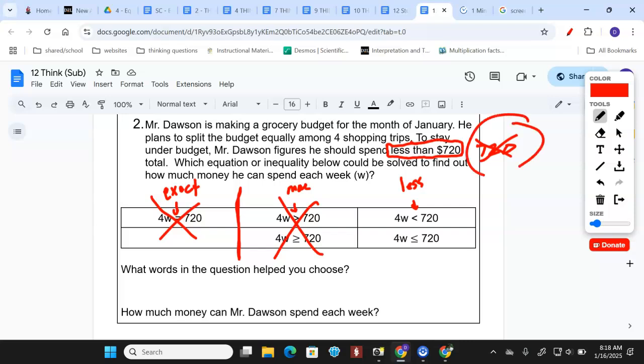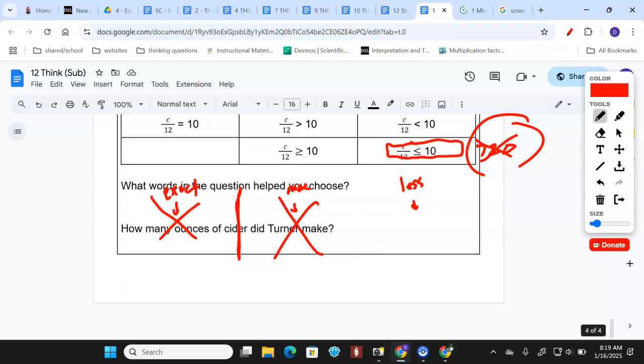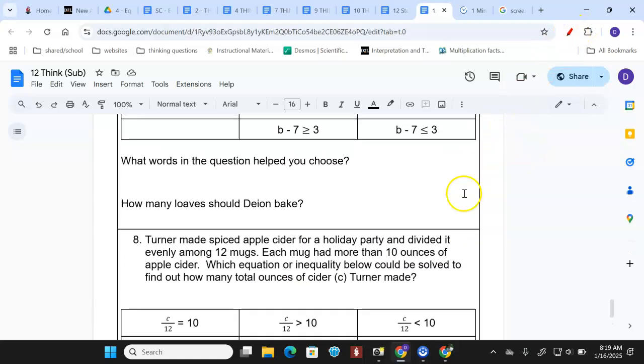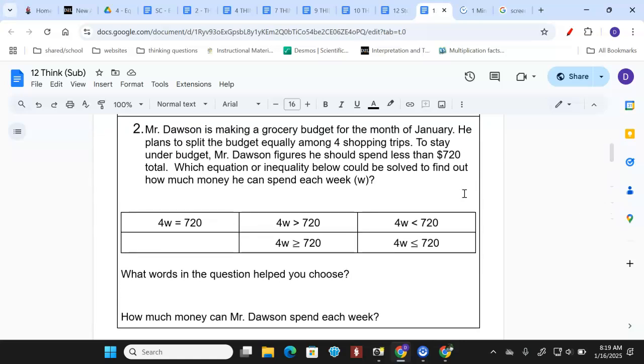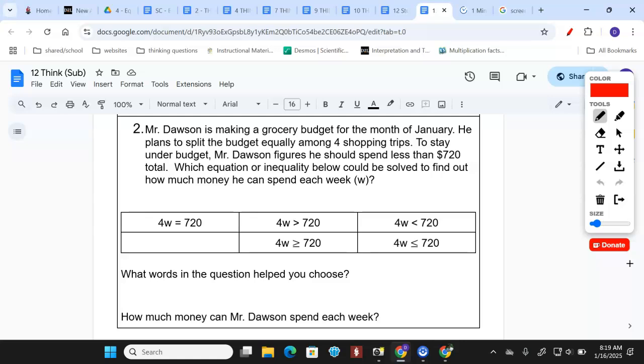This is the key to determining which one. It can't be $720. This one down here, less than or equal to, he would be, whoops, sorry about that. He would be able to spend exactly $720 there. Let me scroll back up to it, sorry. I made the computer skip. So back here, I don't think it's this one either because he can't spend 720. So it's not that one either. So it sounds to me like this is the one we want: 4 times however much he's going to spend each week is less than $720. So the words "less than" help me decide.